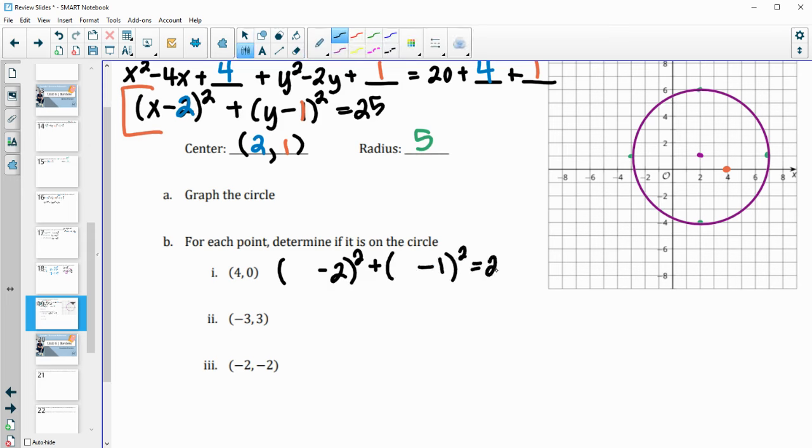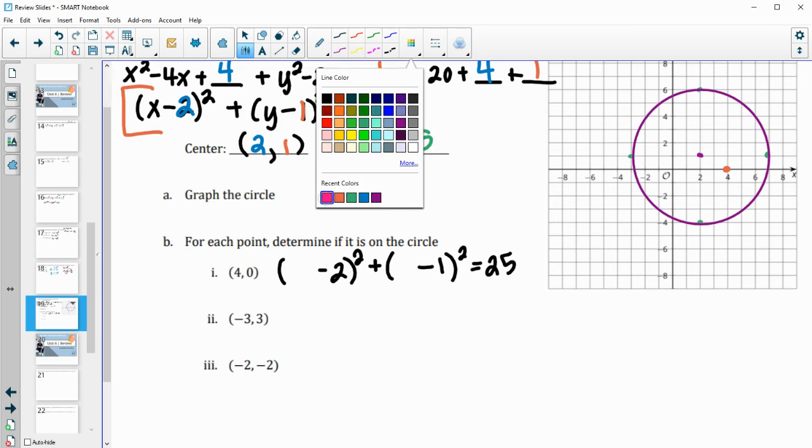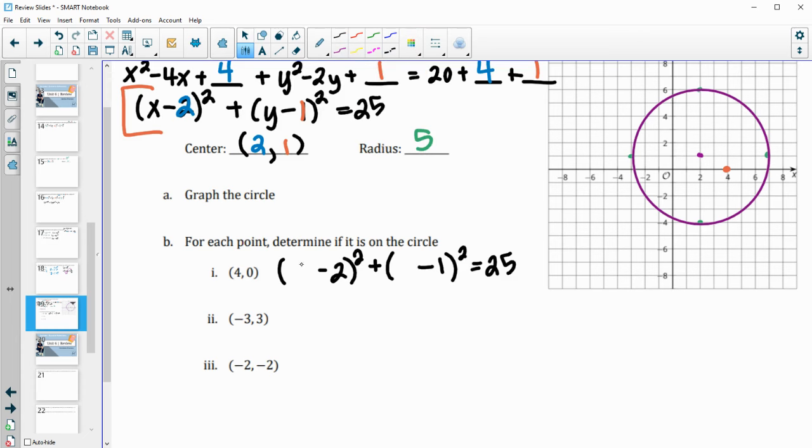And then that should equal 25. So this is what we're going to do, plug these all in here. For this point, our x is 4 and our y is 0. So 4 minus 2 is 2, squared gives us 4. 0 minus 1 is negative 1, squared is 1. 4 plus 1 is 5, which does not equal 25, so this is not on the circle.